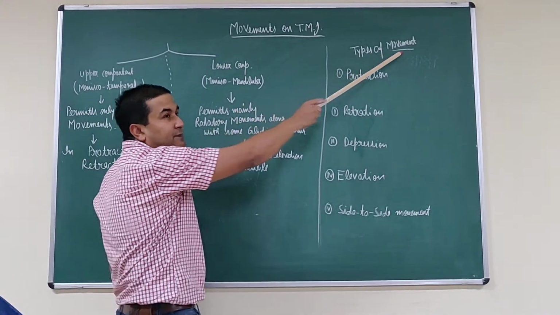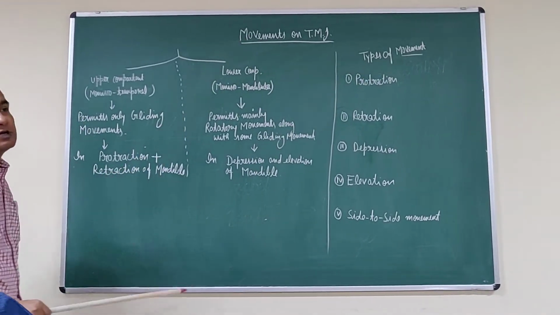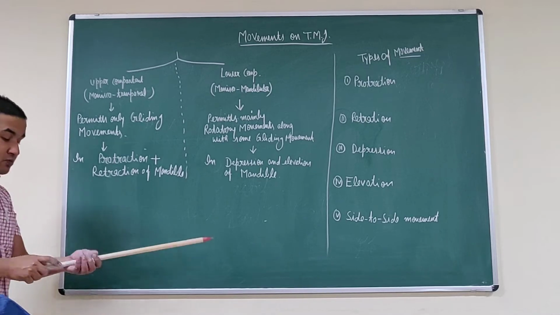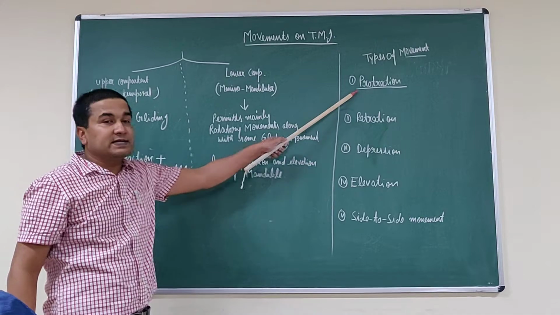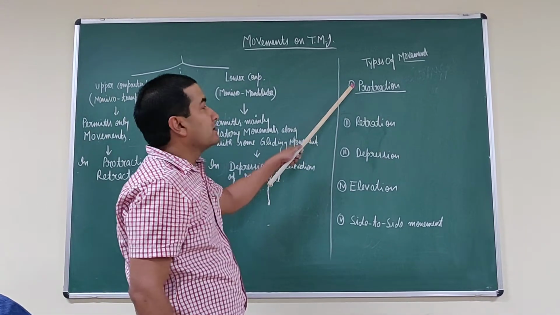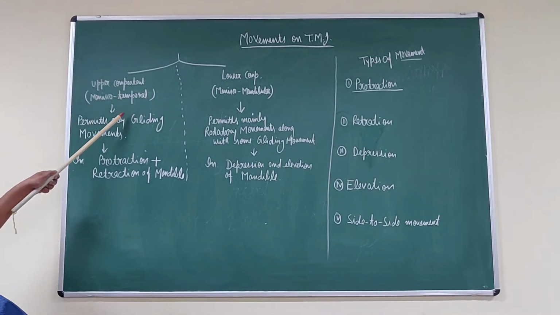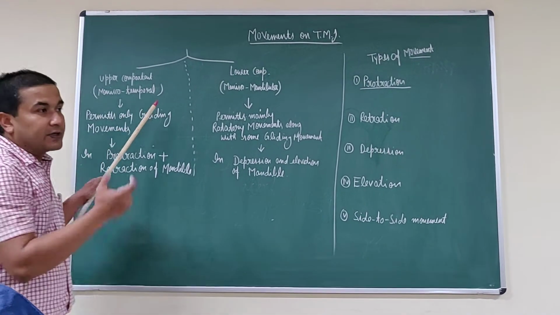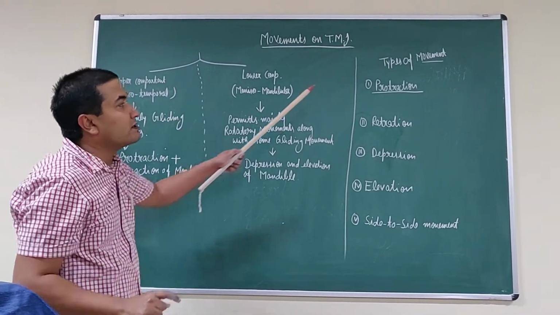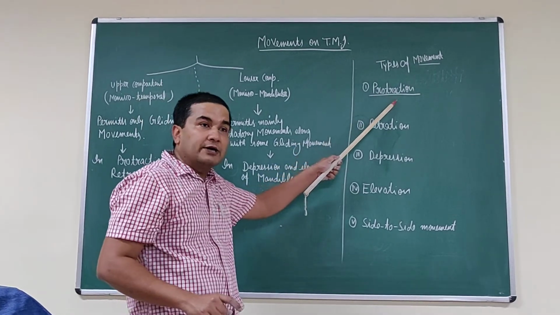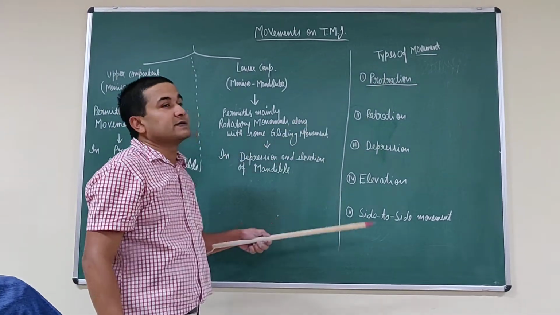Now, the types of the movement. There are 5 types of movements that occur on the temporomandibular joints. First of all, it is the protraction. This protraction is the forward movement of the mandible, and this movement occurs on the upper compartment, the meniscotemporal compartment, at which the head of the mandible along with the articular disc glides on the upper surface of the articulating surface, that is the mandibular fossa and the articular eminence.